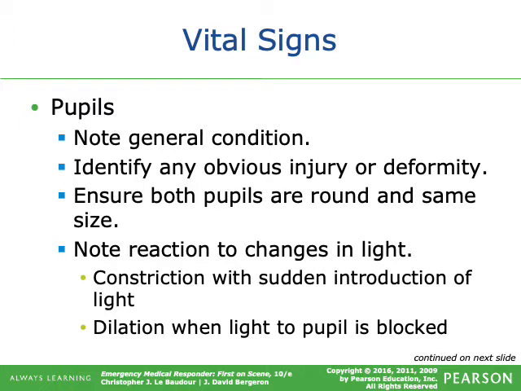Alright, pupils are very important. You want to take an initial note of the general direction they're looking in. Identify any obvious injury or deformity to the eye itself. Ensure that both of the pupils are round and about the same size. You have to note the reaction to changes in light. Constriction with sudden introduction of light is normal, and dilation when the light is blocked is also normal.